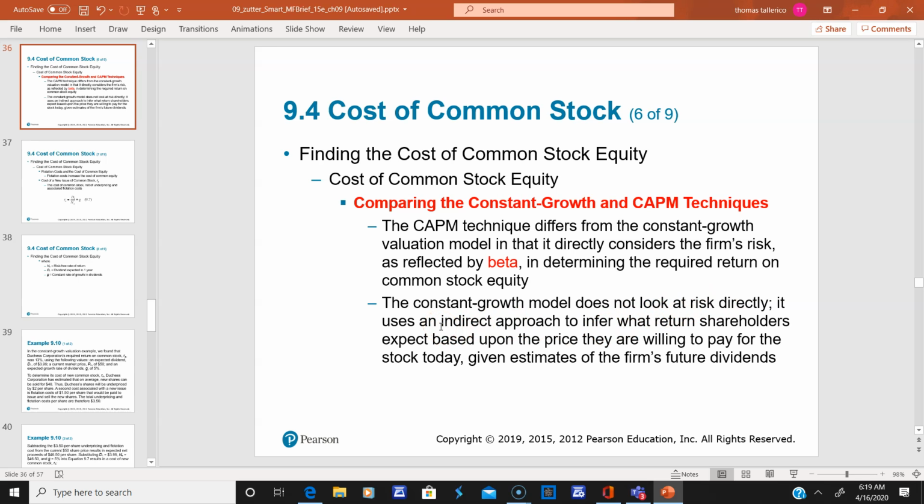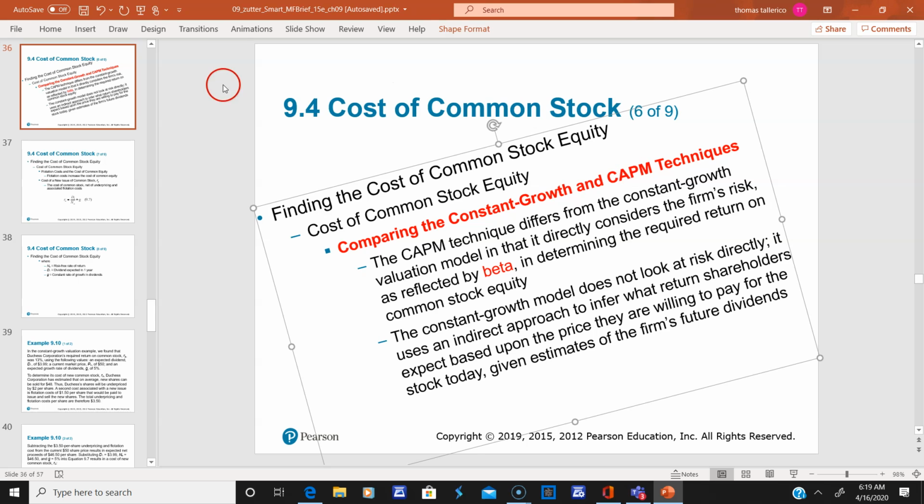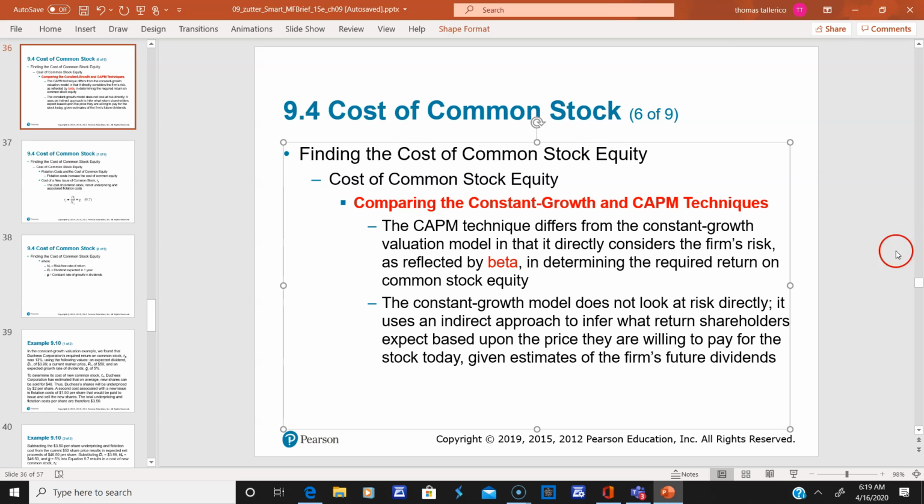So let's highlight this. It uses an indirect approach to infer what return shareholders expect based on the price they are willing to pay for the stock today. And that's all based on estimates, and that's the important word, estimates of the firm's future dividends. So there are these two different methods, and they vary, and very rarely will they come out with the same conclusion as far as your required return goes.